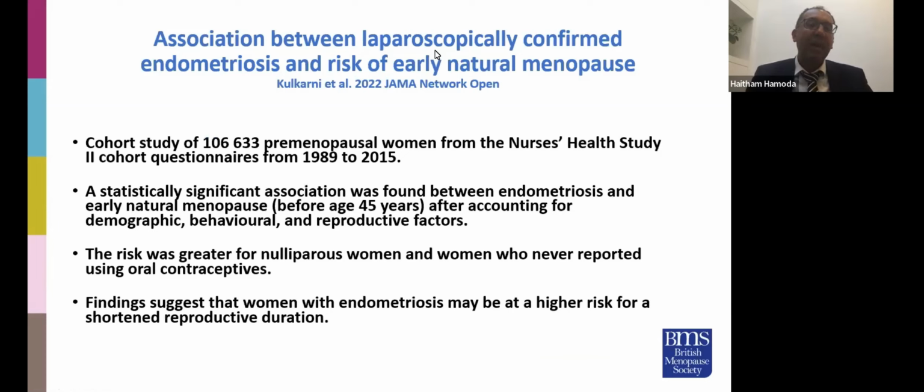So again, if we want to look at it from an association, there appears to be an association between endometriosis and the onset of the menopause and earlier menopause. From this large cohort, the Nurses' Health Study, more than 100,000 people assessed, there was a significant association. They included people who had laparoscopically confirmed endometriosis, and they noted a significant increase in the risk of early natural menopause before the age of 45.